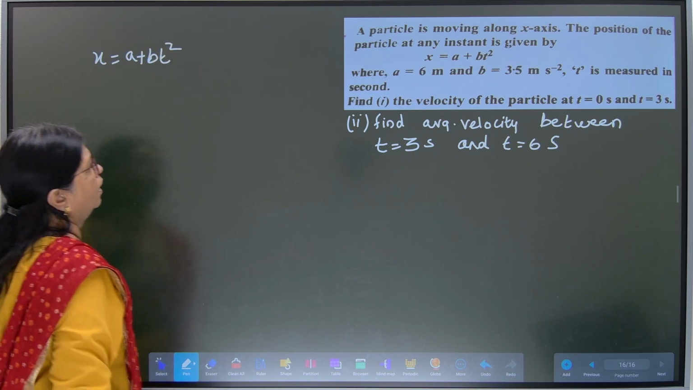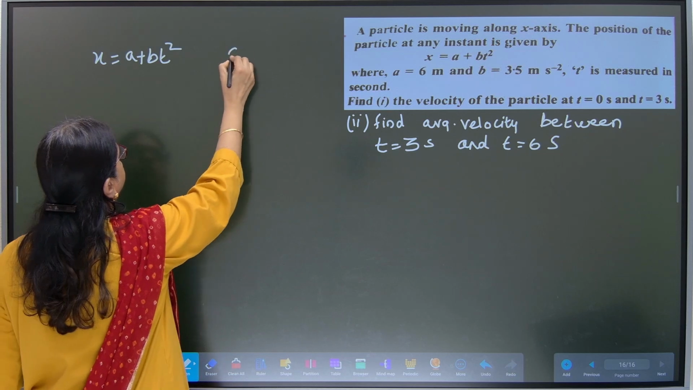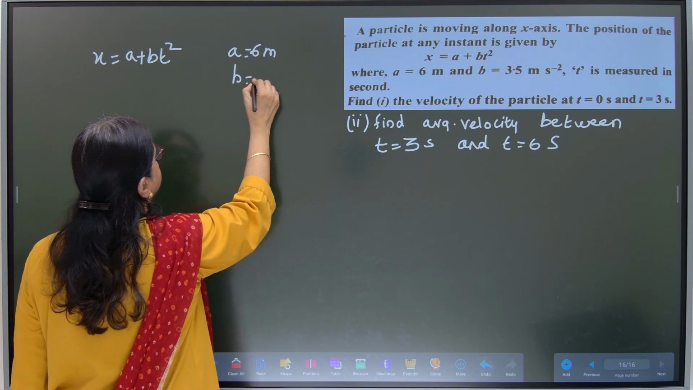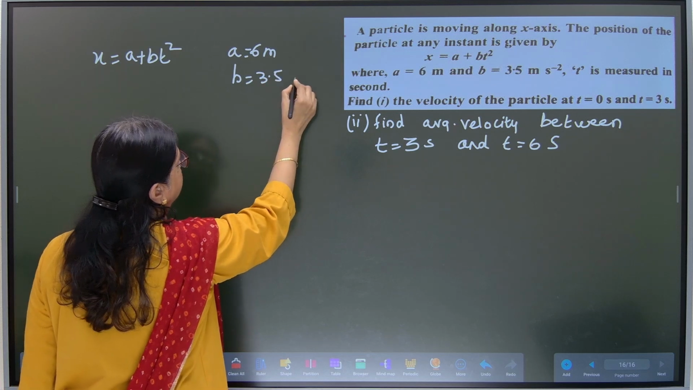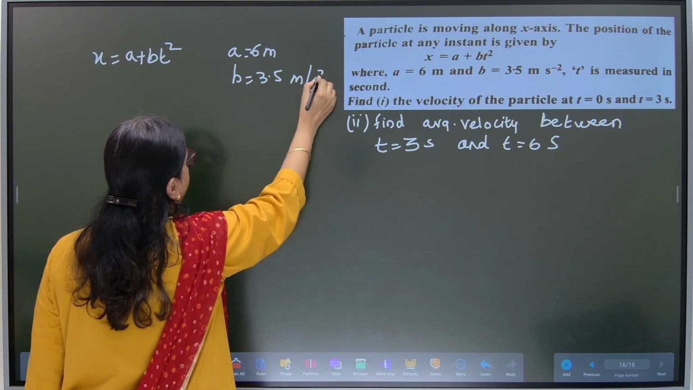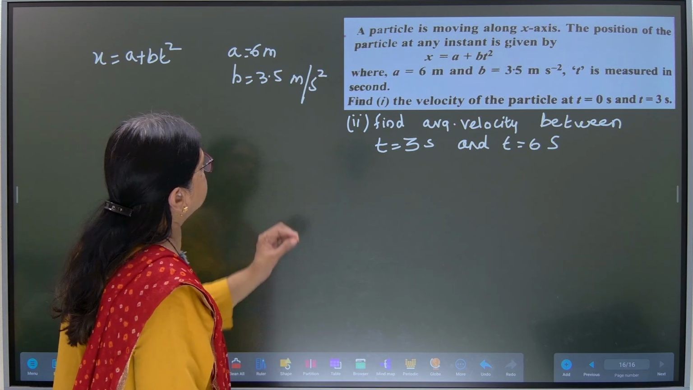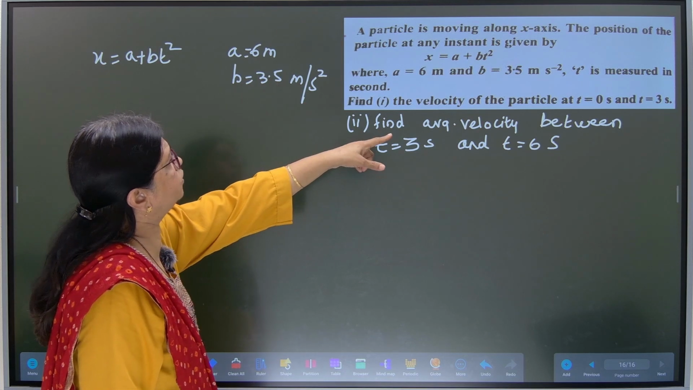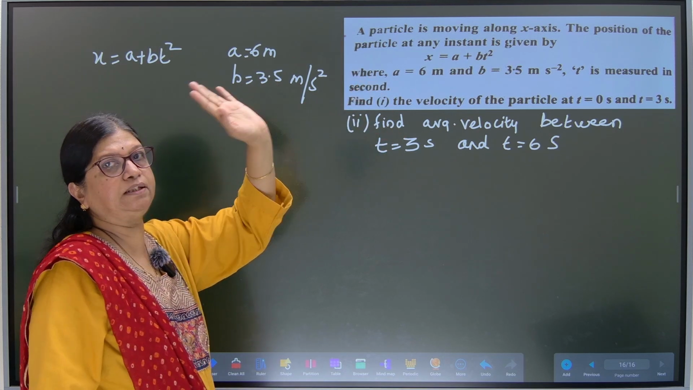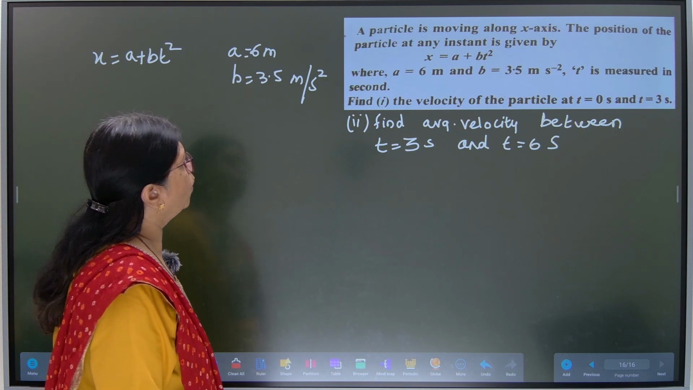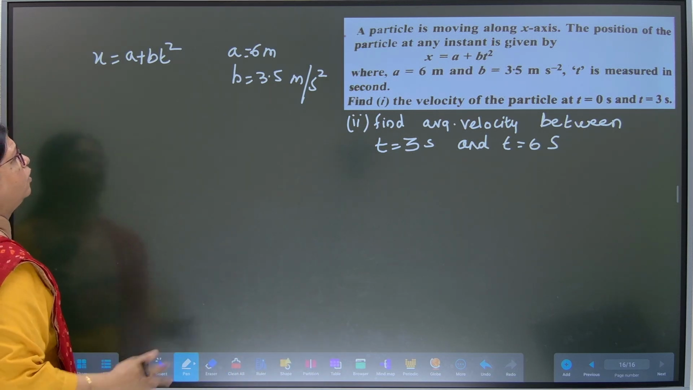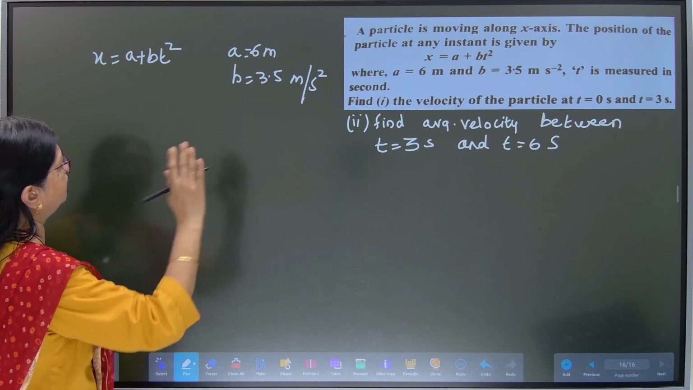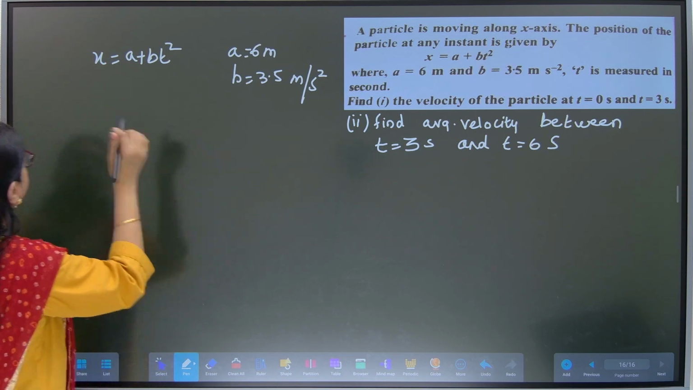Fine. Where a is equal to 6 meters given to us. b is equal to 3.5 meter per second square given to us. t is measured in seconds. Fine. Find the velocity of the particle at t is equal to 0 and t is equal to 3 seconds. Okay. Now they are asking me to find the velocity. That is the first bit. First let us see the first bit.